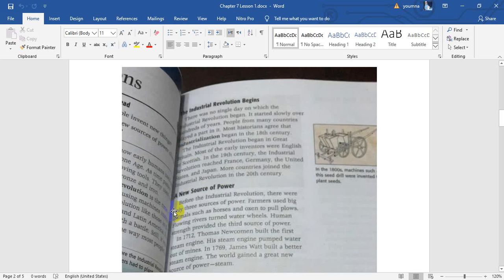After that we have a new source of power. A new source of power. Let's see, what does it mean?